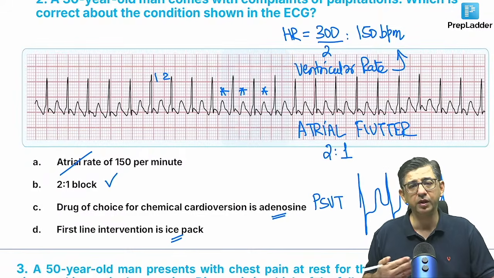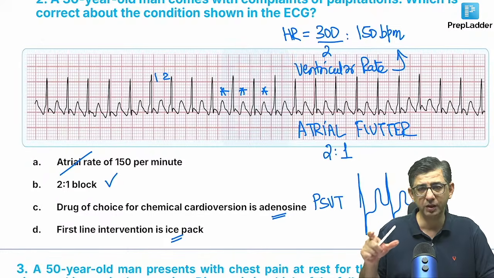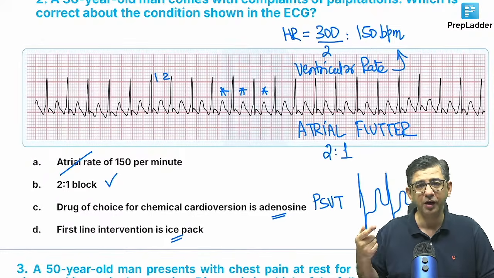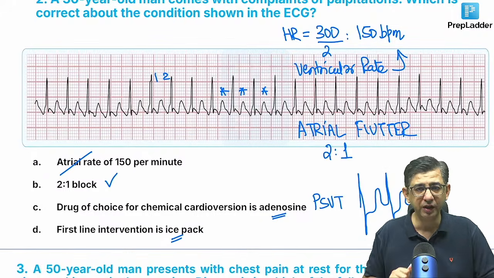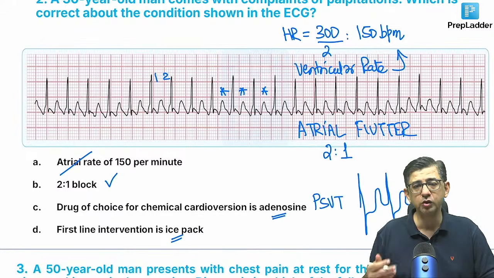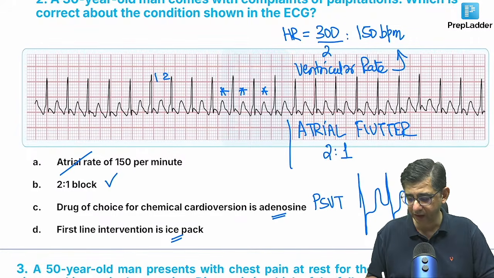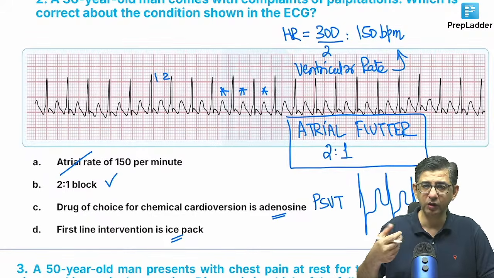2:1 block basically means that one impulse is getting conducted, when there's a macro reentrant circuit in the right atria, then one impulse is finding the AV node refractory. So all you are getting is a flutter wave. But the second impulse is causing activation of the AV node, so the impulses are going down. So we are going to call it a 2:1 conduction defect that's occurring in this condition. What I mean by 2:1 conduction at the moment is that one is bouncing off the AV node because it is refractory.